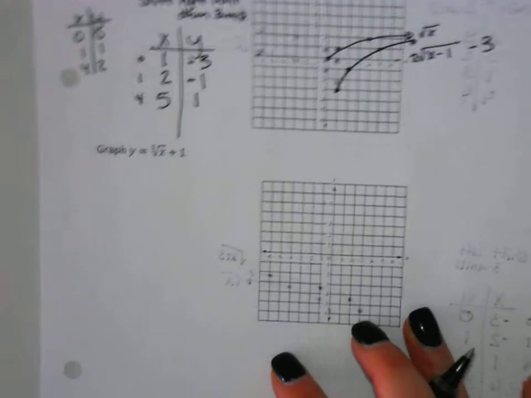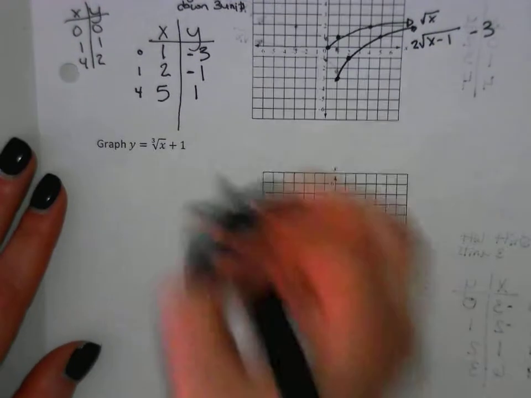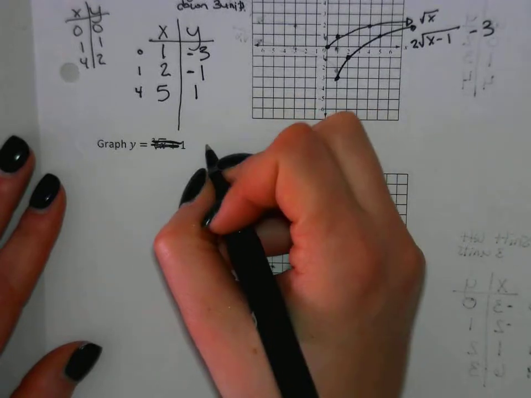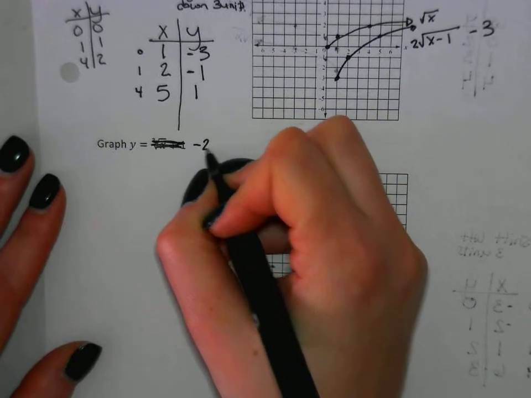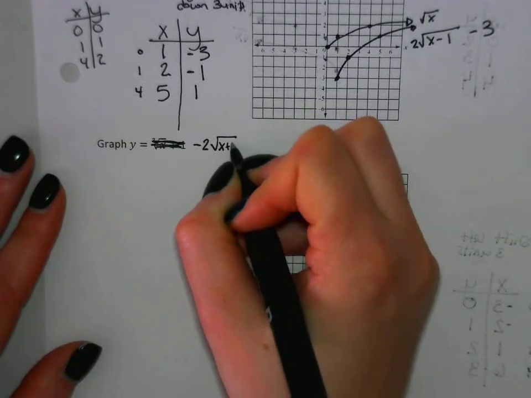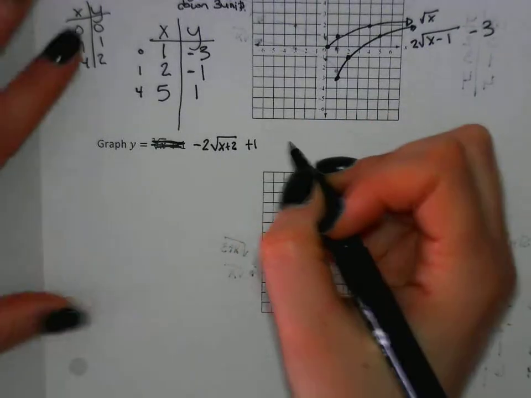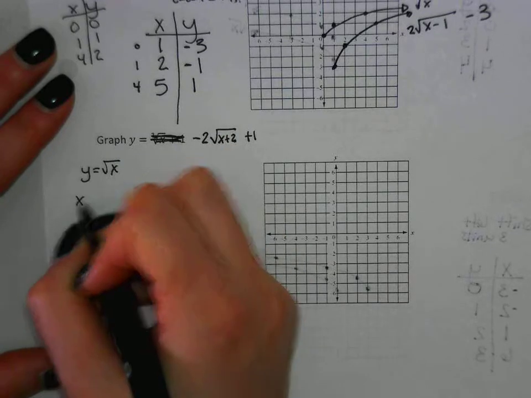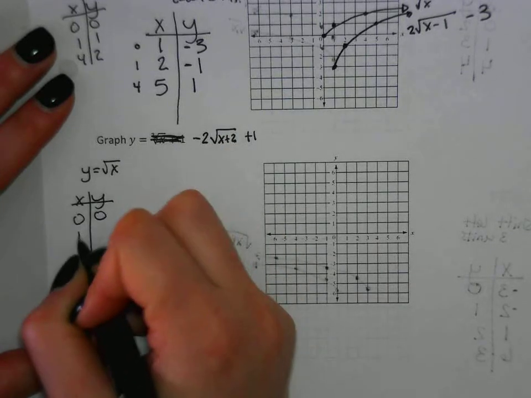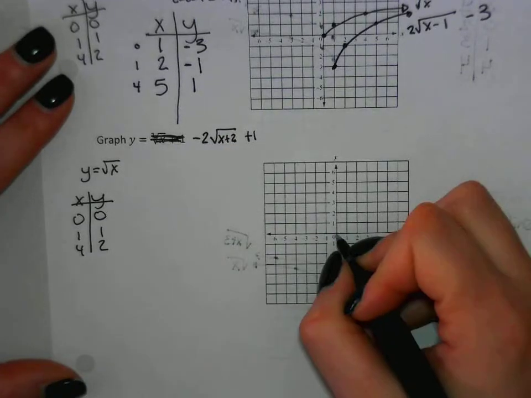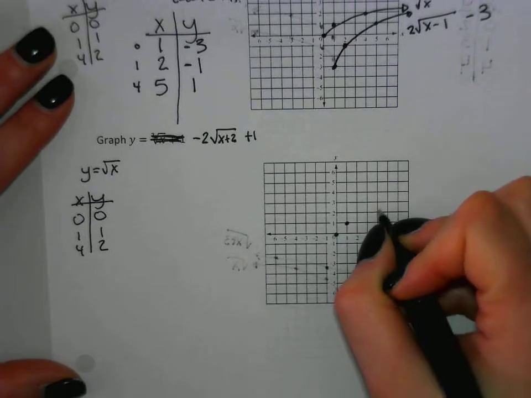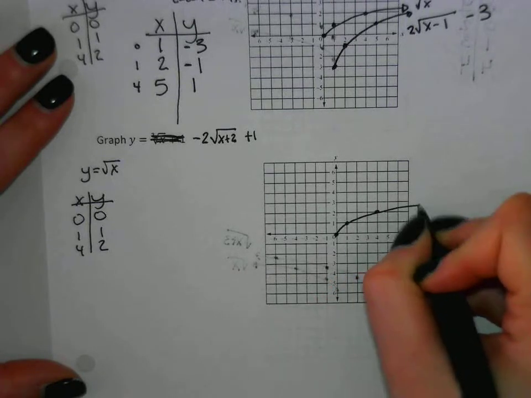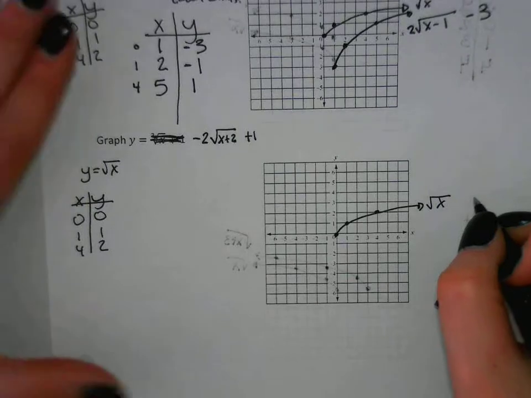Alright, this last one we're going to change just a little bit. We are going to graph -2 square root of x plus 2, plus 1. So again, let's start with our parent function. So we have (0, 0), (1, 1), and (4, 2). That's the square root of x.